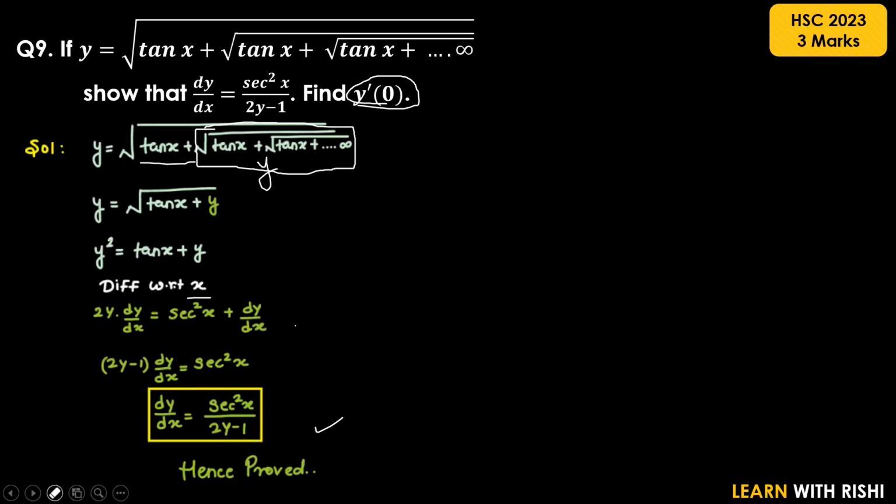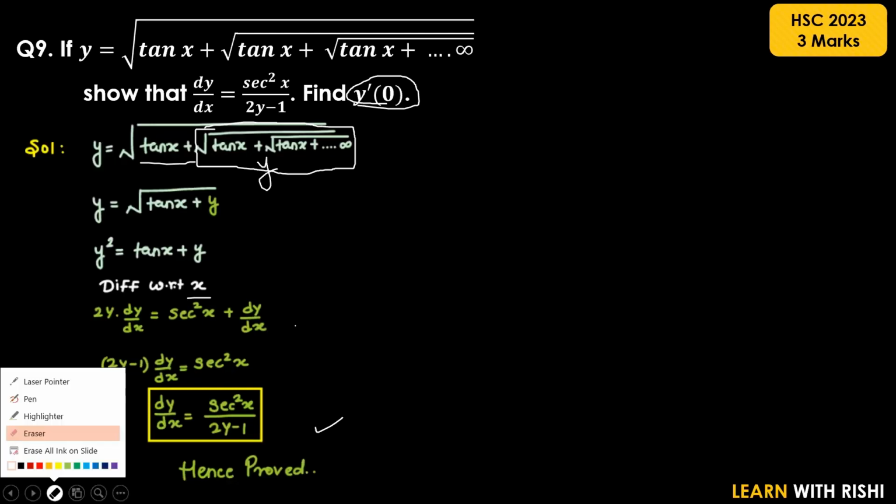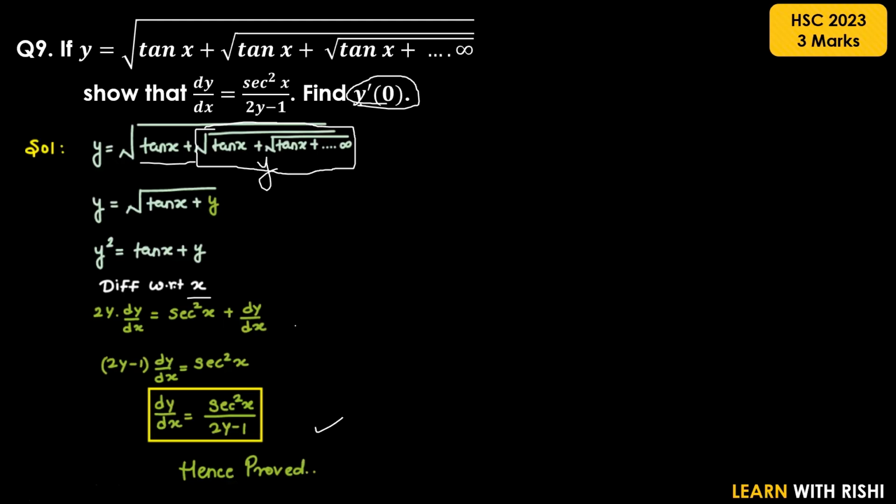Now let us solve the next part of the question. Here we have to find the derivative when x is equal to 0. So when we substitute the value of x equal to 0, first we have to find the value of y. If we substitute x = 0, it will be tan 0 plus under root tan 0 plus under root tan 0 up to infinity. And tan 0 is nothing but 0. So 0 plus 0 up to infinity will be 0. So y will also be equal to 0.